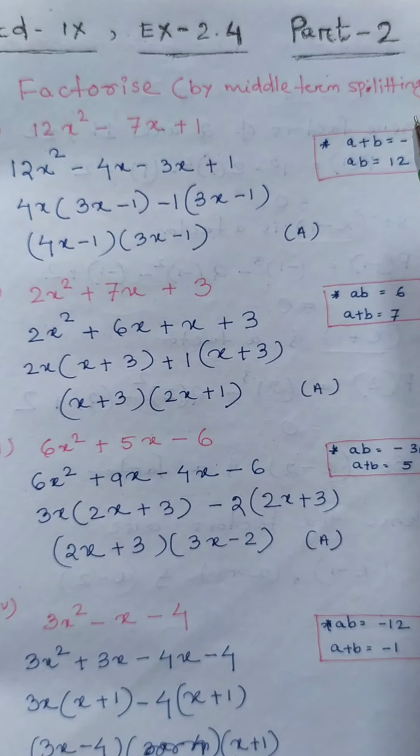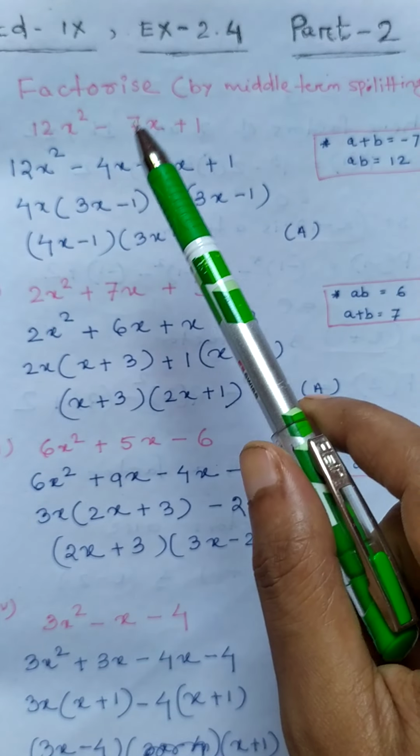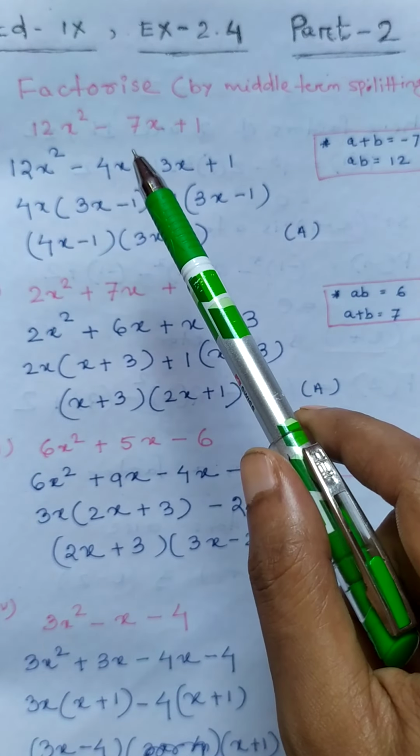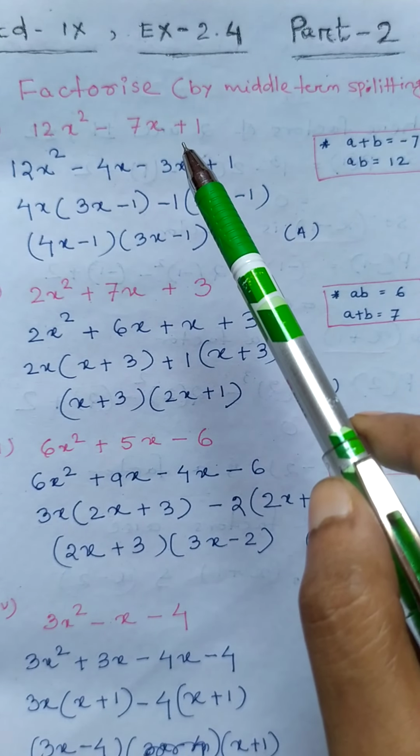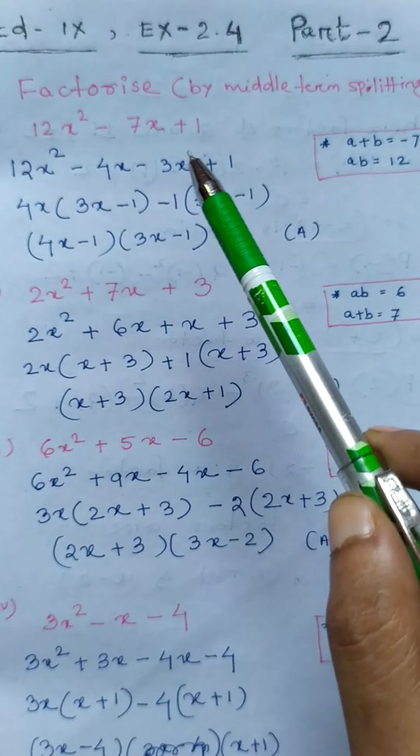Question number 4, first bit: the polynomial is given as 12x square minus 7x plus 1. While using the concept of middle term splitting, we have to choose two numbers a and b such that their sum gives this middle term. The question is already in descending order; always we have to adjust it in decreasing order.